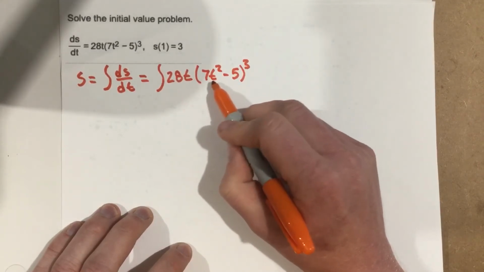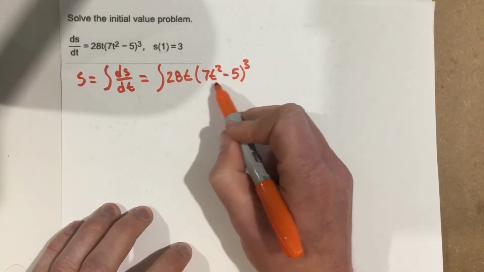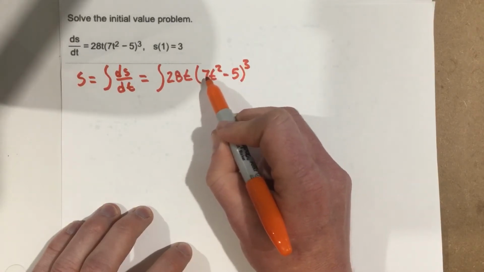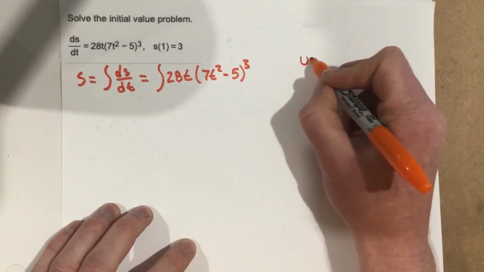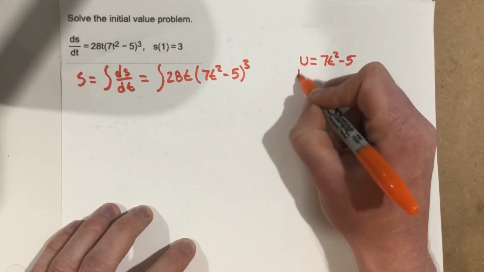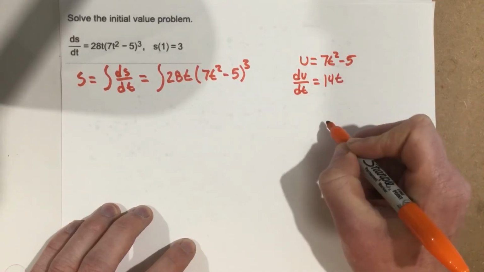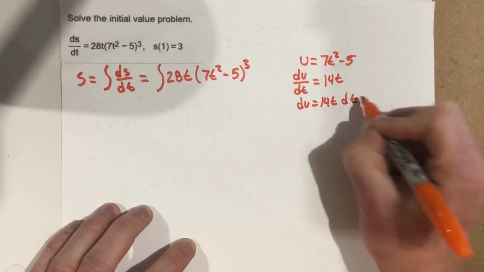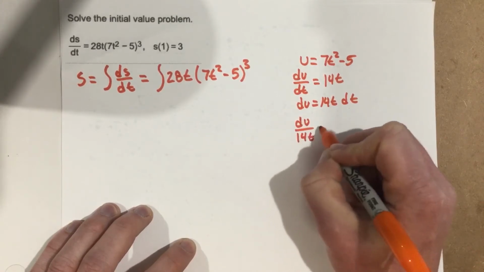I can see I have two functions being multiplied, and I have a function inside of a function. I'm probably going to need to use substitution. I think the smartest thing would be to substitute this inside version because of the third power. And when we substitute that, you can see the derivative of 7t squared would be 14t, and it will cancel this. So we're going to say u equals 7t squared minus 5. du over dt, so the derivative of u, is 14t. Multiply by dt, you get du equals 14t dt. Divide by 14t, you get du over 14t equals dt.